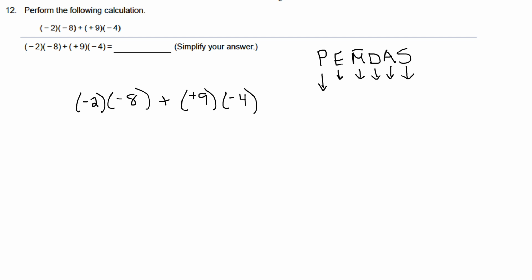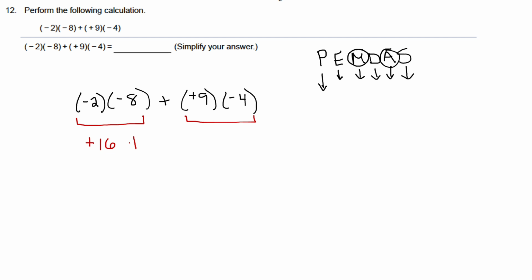As you can see, multiplication comes before addition. That tells me that I'm going to multiply these numbers together first and then add them. First, we'll do negative 2 times a negative 8. Remember, a negative times a negative is a positive. So my answer is a positive 16.